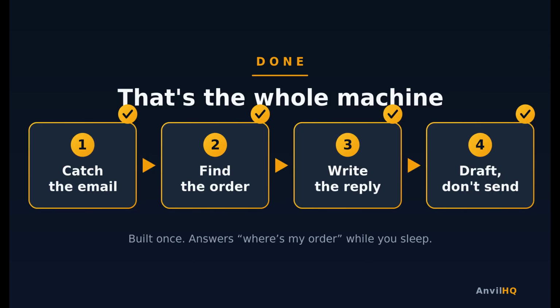Quick recap. 4 boxes: catch the email, find the order, write the reply, draft it for approval. That's a working "Where's my order" assistant. Your one next step? Go count how many of these emails you answered last week. That number is your to-do list, and the reason to build this before the next batch lands.